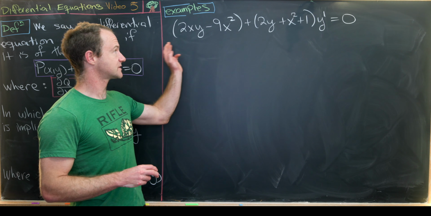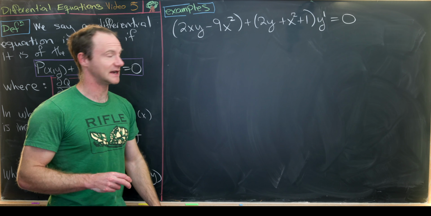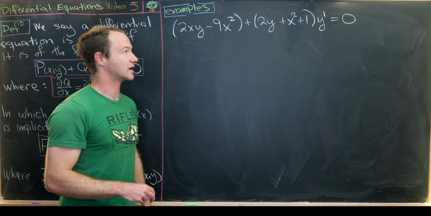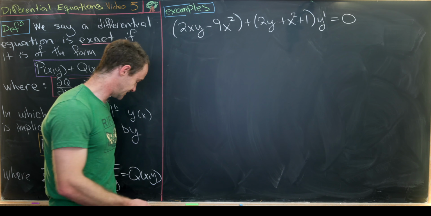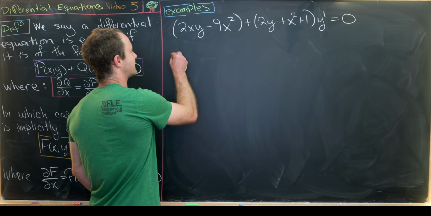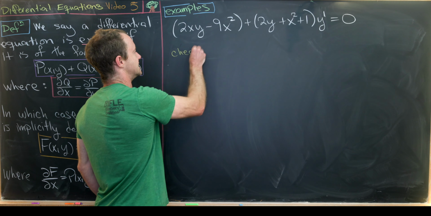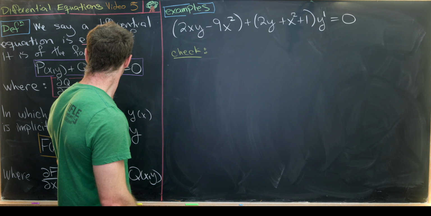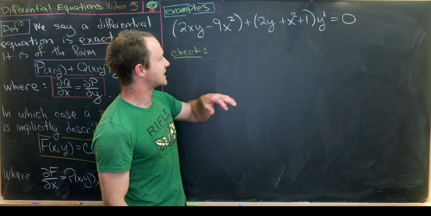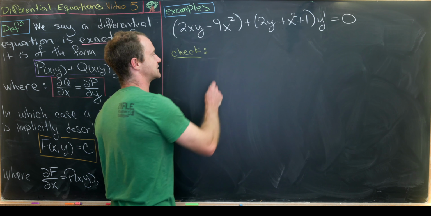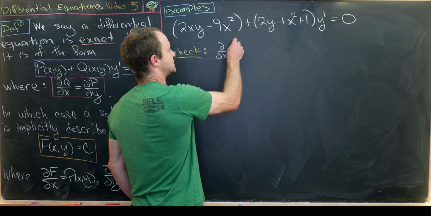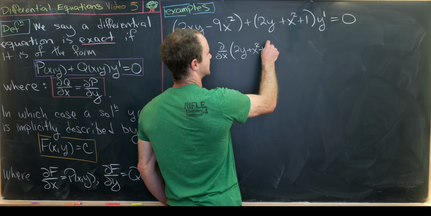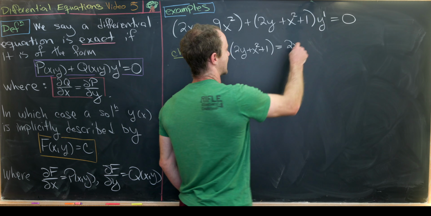Okay, so our first example is 2xy minus 9x squared plus the quantity 2y plus x squared plus 1 times y prime equals 0. So I guess maybe the first thing we should do is check to make sure this thing is exact. So what does that mean? That means we need to take the partial of this guy with respect to x. So the partial with respect to x of 2y plus x squared plus 1, well, that's equal to 2x.